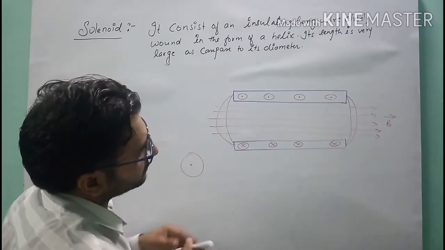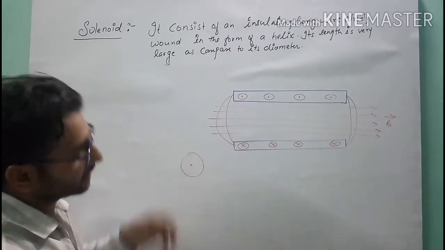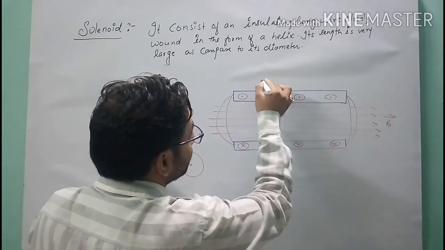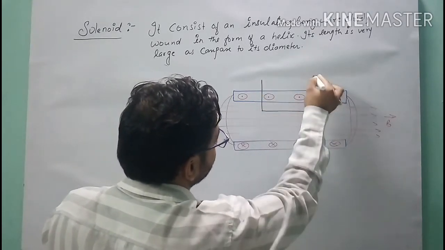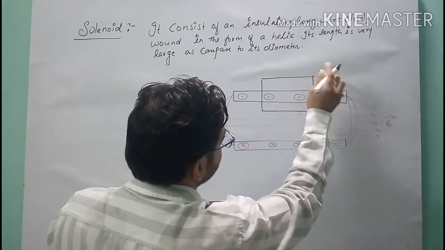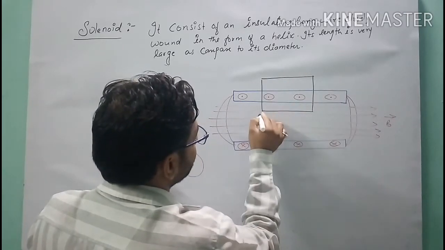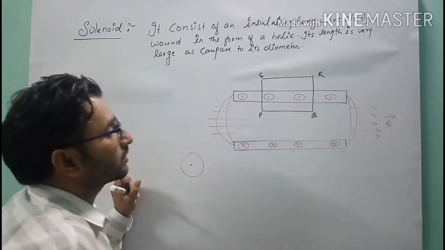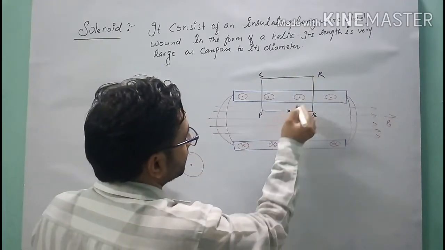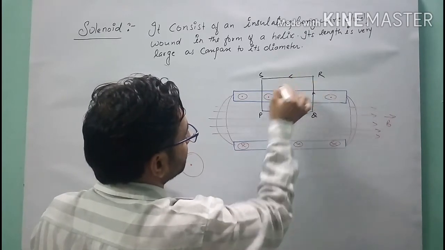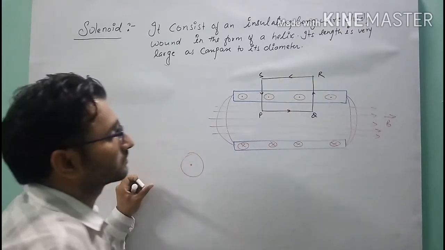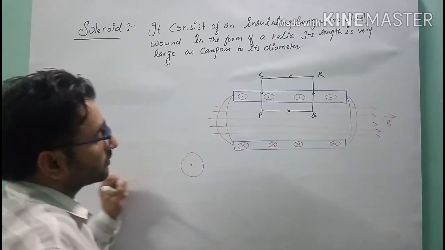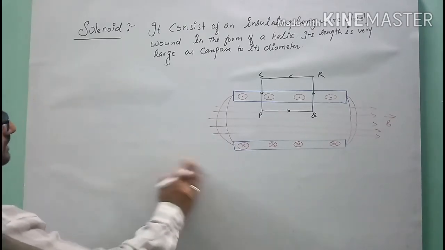Now we will calculate the magnitude of the magnetic field. For that we can consider a rectangular Amperian loop, namely PQRS. With that we will calculate the magnetic field due to this solenoid, and this loop is a current carrying loop. Now students, see what we will do.